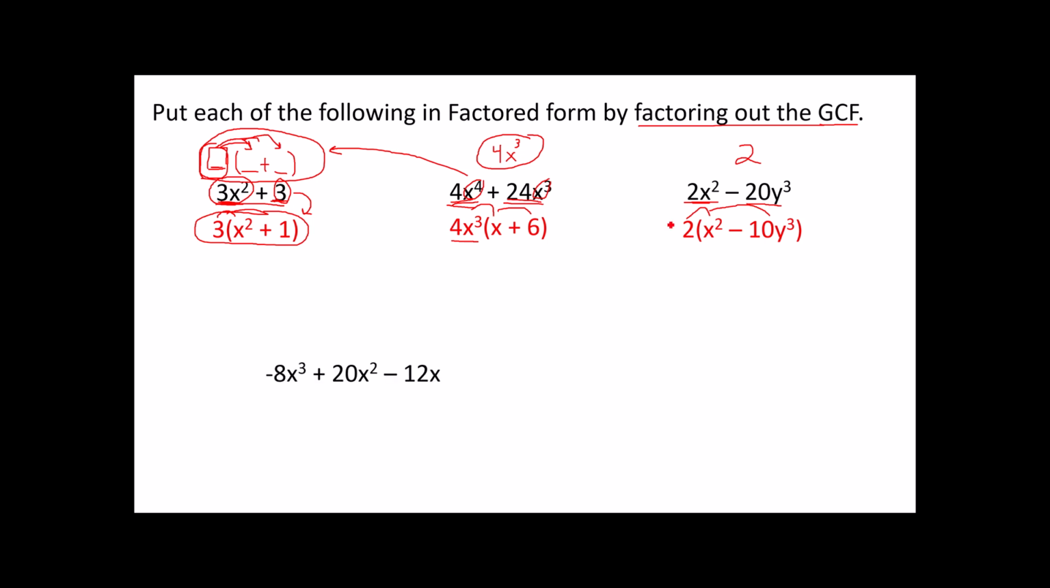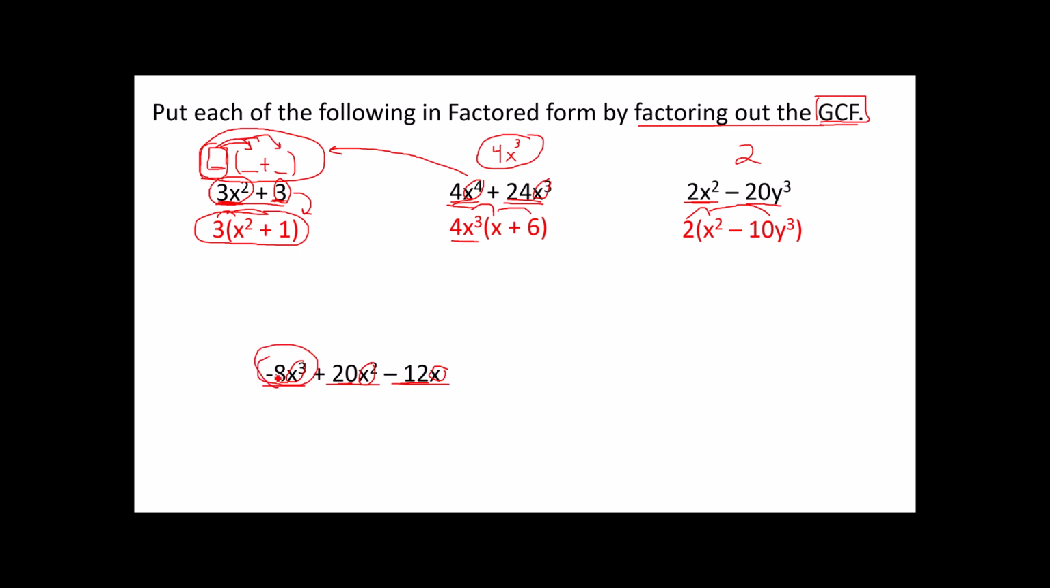How about this one? Is there something that all three of these terms have in common? Well, it's easy to see they all have at least one x. Can you see a number that can go into 8, 20, and 12? A lot of people say 2, which is correct, but remember, I want the greatest common factor. There is something bigger than 2 that will come out. It's actually a 4.